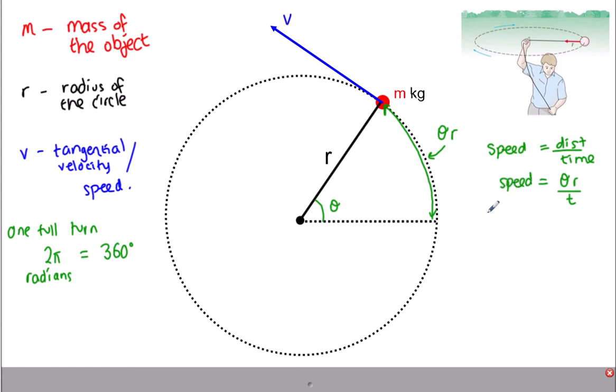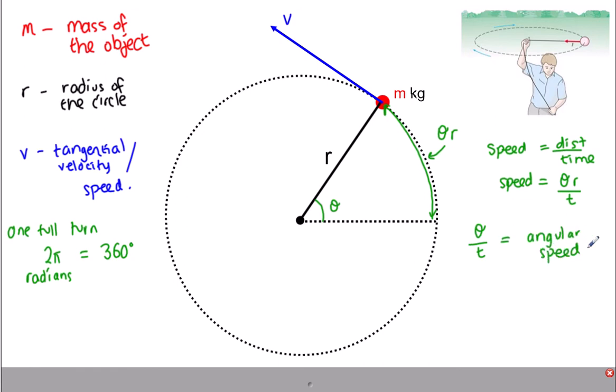And then what we say then is that if you do theta over t, so how quickly you're turning, your rate of turning, are you doing 1 full turn per second? Are you doing half a turn per second? Is it 10 full turns per second? Obviously all in radians, so 10 full turns would be 20 pi, because 1 full turn is 2 pi. So the rate at which you're spinning is called angular speed.